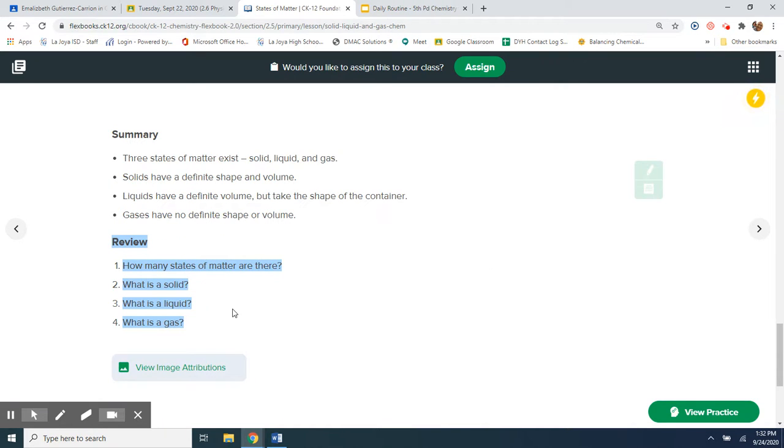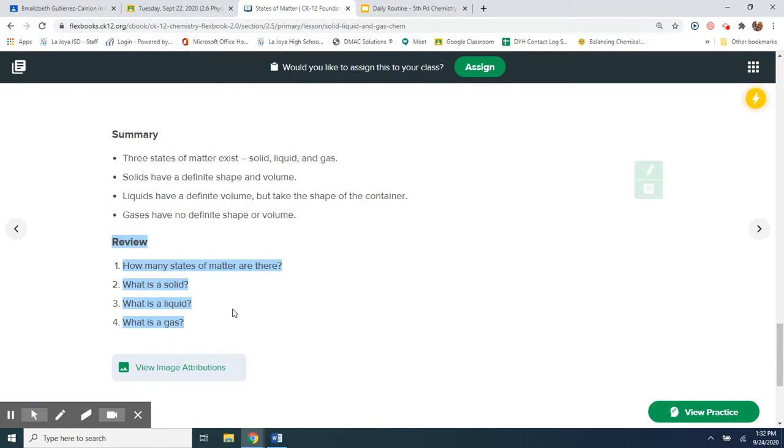All right, so let's summarize what we talked about today. You have the 3 states of matter: solid, liquid, and gas. When it comes to solids, you'll have definite shape, definite volume. Liquids have a definite volume, but the shape will change to whatever container it's in. Gases will change shape and volume of whatever container you have placed it in also.